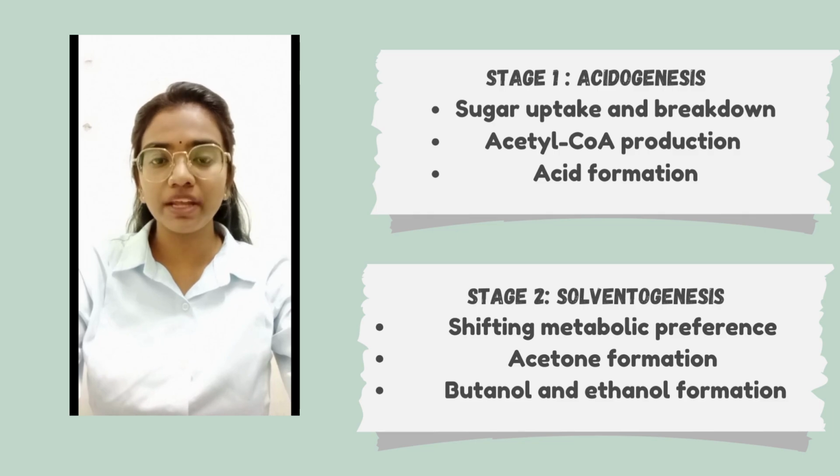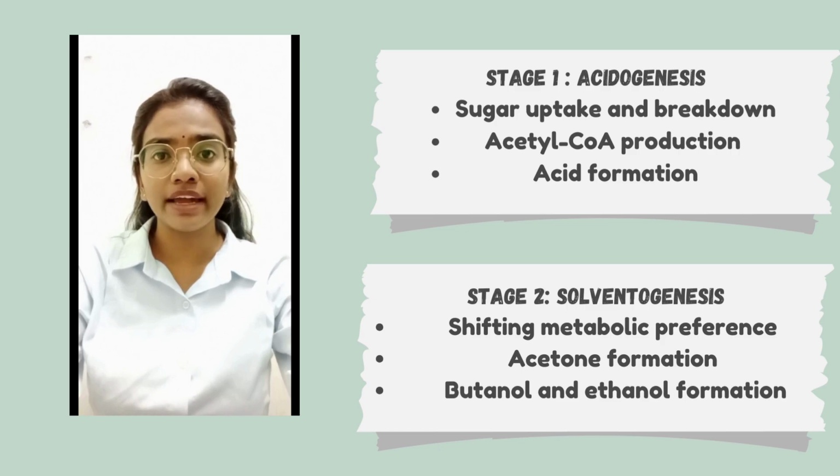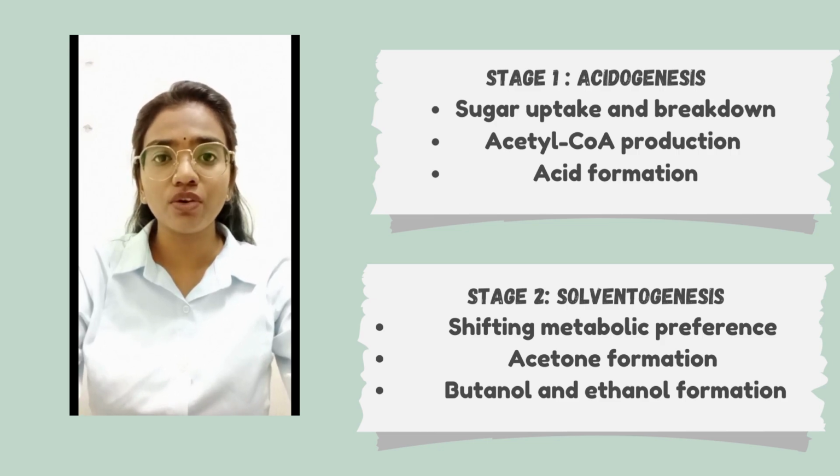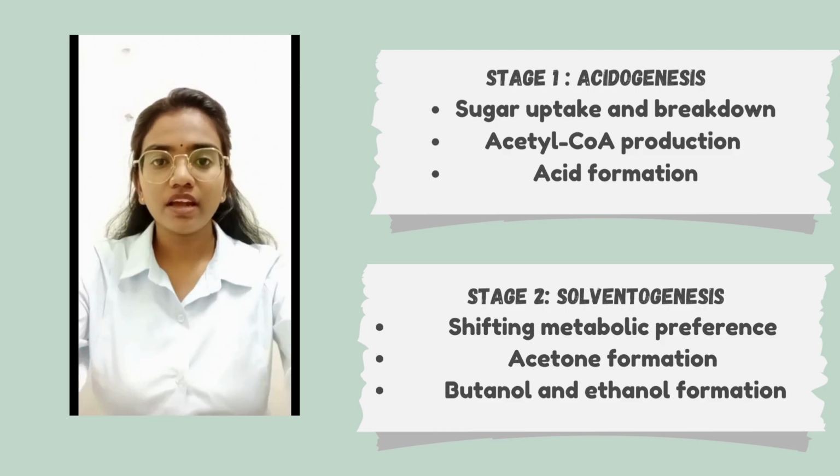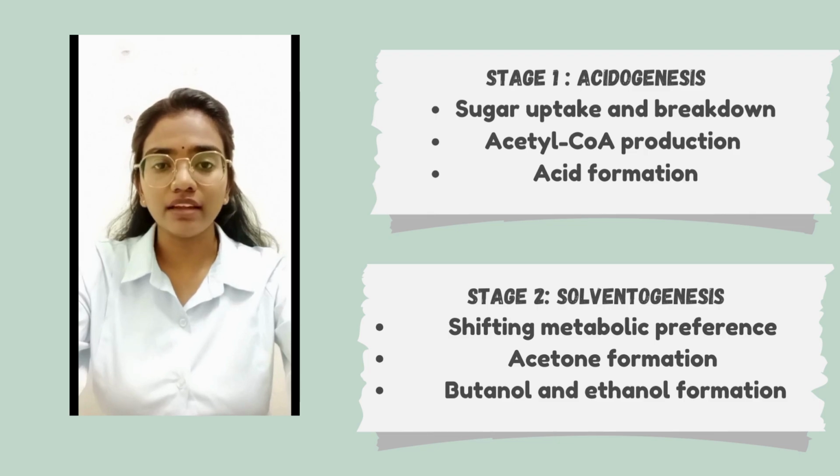I'm going to explain about the metabolism pathway. A two-stage metabolic pathway is used by Clostridium acetobutylicum in the ABE fermentation process to transform carbohydrates into a combination of acetone, butanol and ethanol. There are two stages in the metabolism pathway. The first stage is acidogenesis.